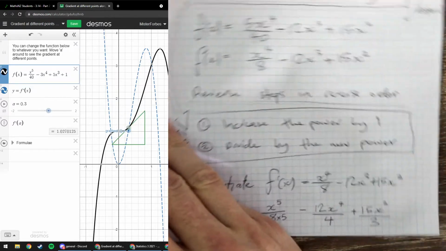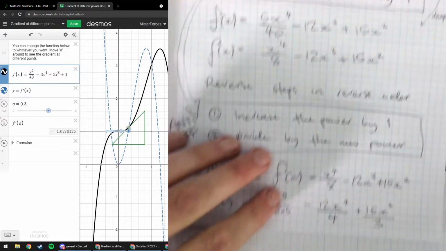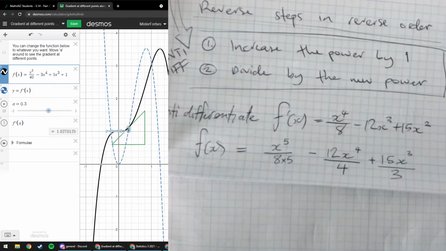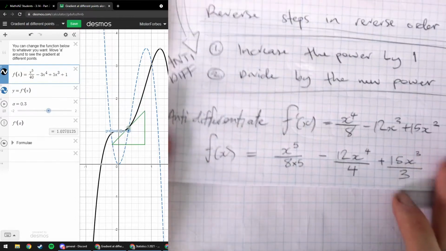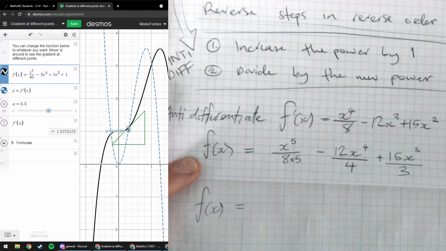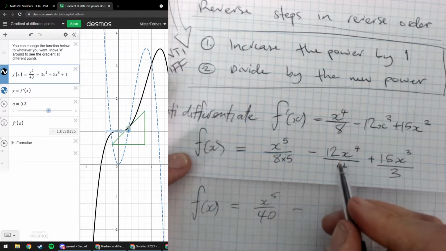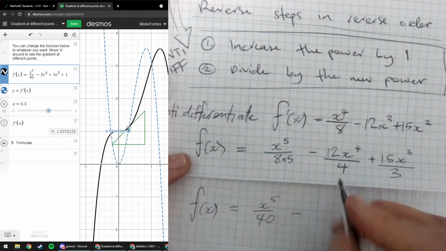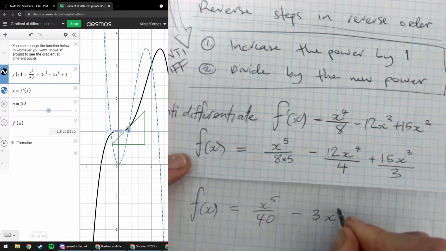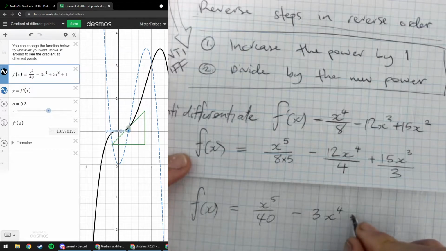I've run out of space, don't worry, I'm just going to scroll the book up so I've got some more space. Okay, let's simplify. So f dash of x, the original function, is going to be x to the power of 5 over 8 times 5 is 40, minus, and then over here 12 divided by 4 is 3, so it's going to be 3x to the power of 4, and then over here 15 divided by 3 is going to be 5, plus 5x to the power of 3.